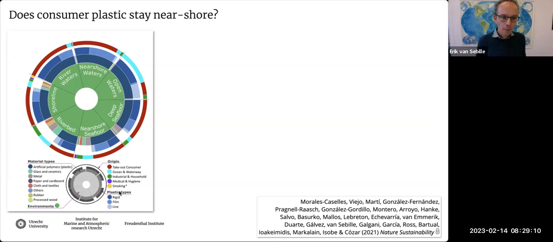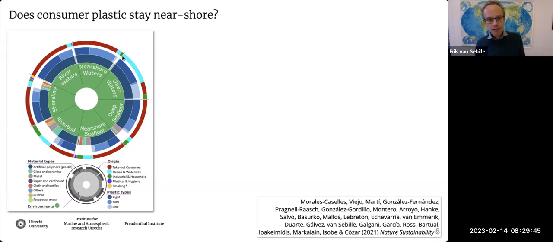But what is important, she looked at the origin. So was it takeout consumer? Was it ocean and waterway? Was it industrial and household, medical hygiene, or was it smoking, essentially cigarette butts? What you can see already here is that for most of those compartments, most of the items found were takeout consumer, except for open water. There it was actually mostly from ocean and waterway, which is essentially fisheries.